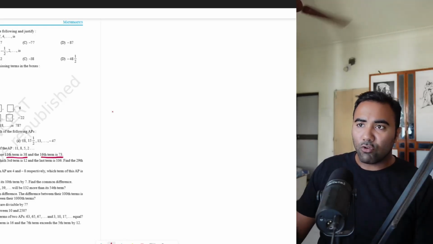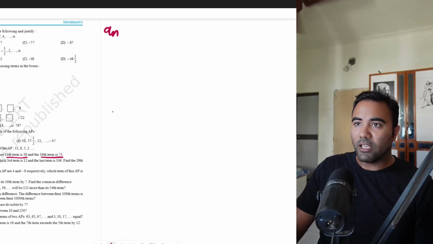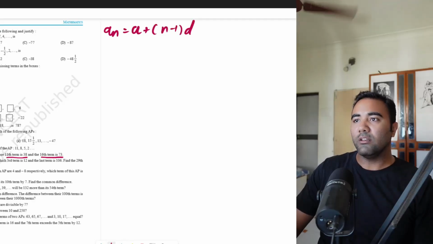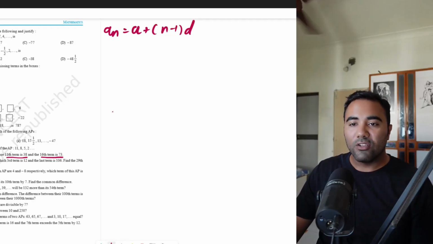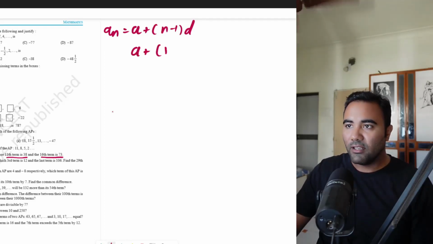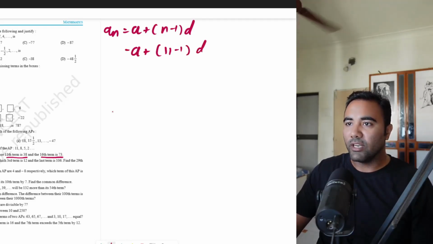So let's see how we write this. We only have one formula, that is an is equal to a plus n minus 1 d. This is the only formula we have. So how do you write the 11th term? a plus 11 minus 1 d. So that gives you a plus 10d.